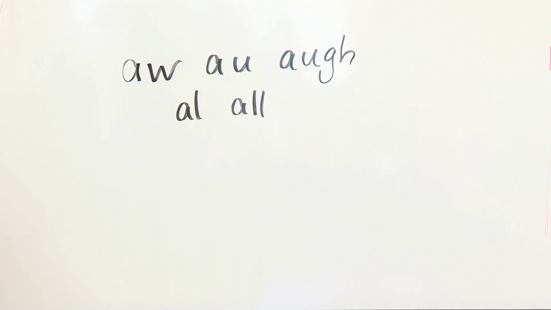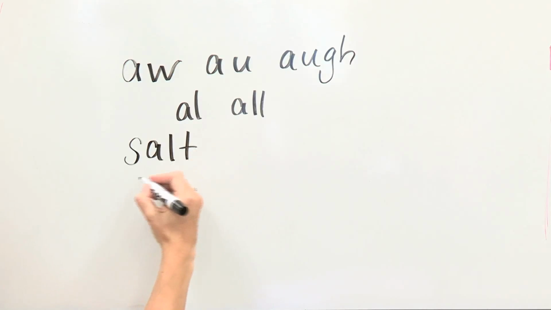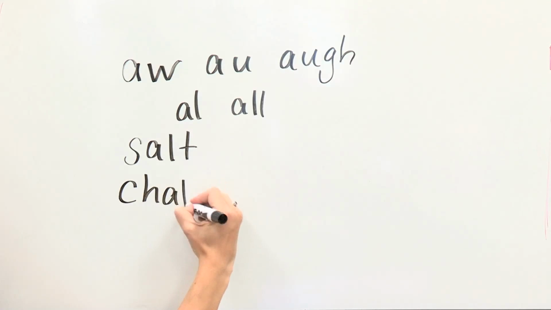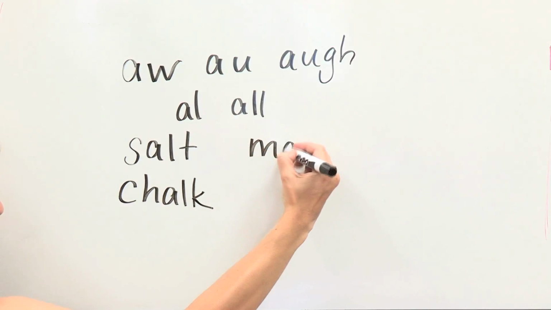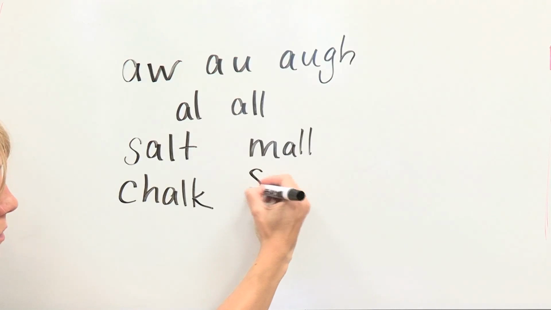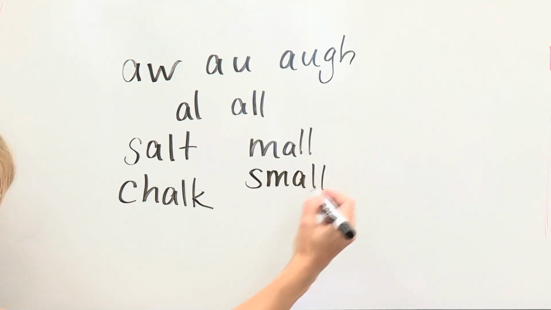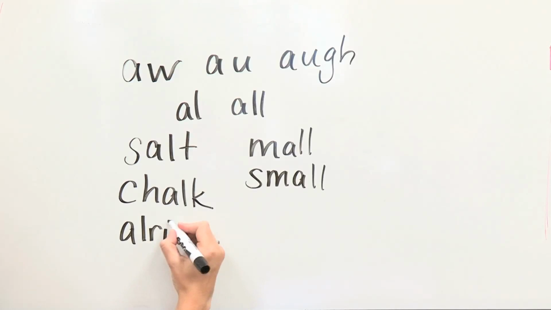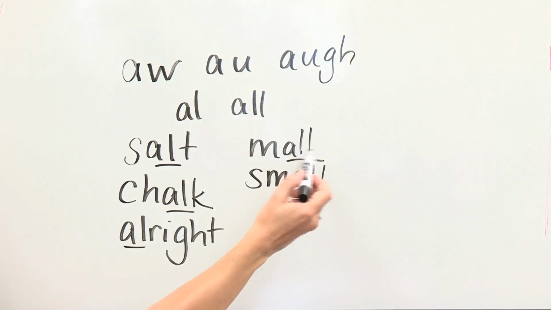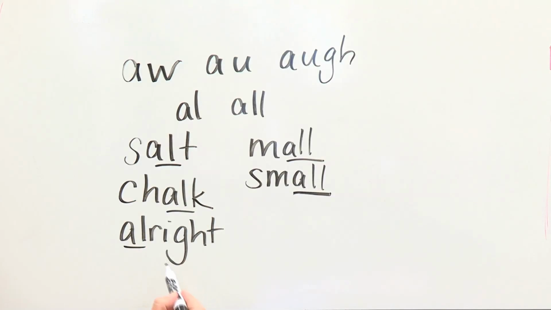They're going to, these also make the same sound. We have salt, right? Okay, so if you notice, so what do you think the rule is? When you hear the all sound at the very end of a word, it's typically double L. When you hear all in the middle of a word, it's typically just one L.